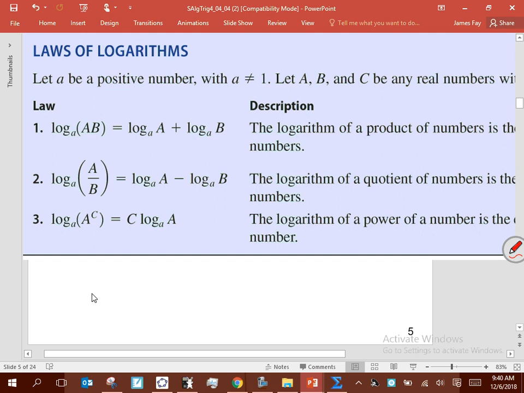I'm going to spend a little bit of time talking about how we address proving these things and why they are there. I think last year we were just given them and told, okay, if there's a product, you can expand them to a sum, right? If it was a quotient, you can expand them to a difference. Remember, when it's a quotient, order is important, right? Subtraction is not commutative, so we've got to pay attention to that.